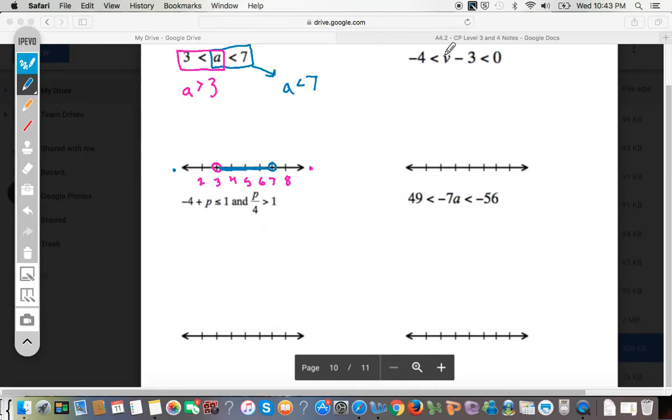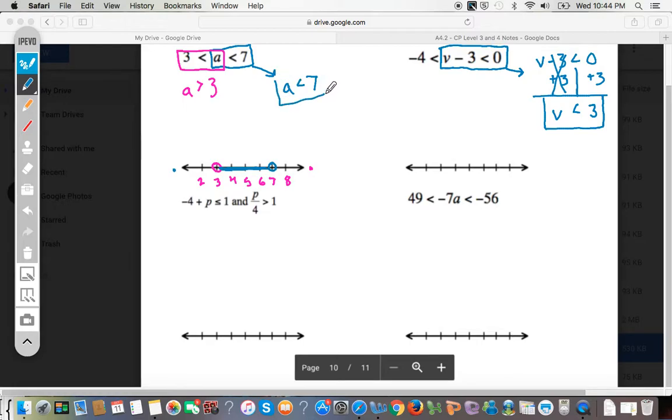Okay, let's take a look at this next one. I'll break it up. This will be my first one. So I have v minus 3 is less than 0. To get the v by itself, I'll add 3 on both sides. Negative 3 plus 3 is 0, so I'm left with v is less than 0 plus 3, that's 3. Okay? So I'll circle that.